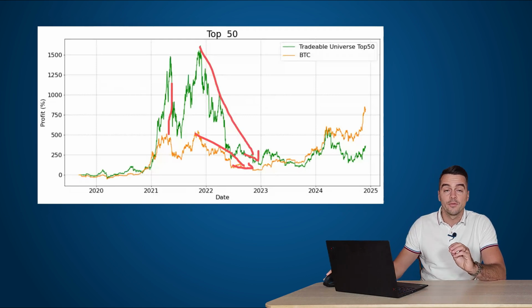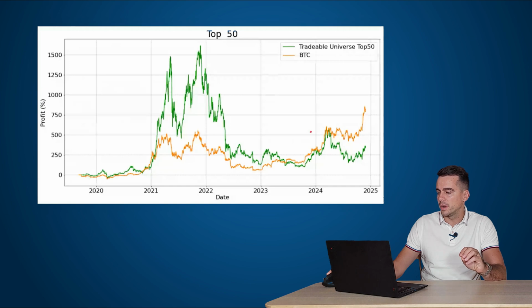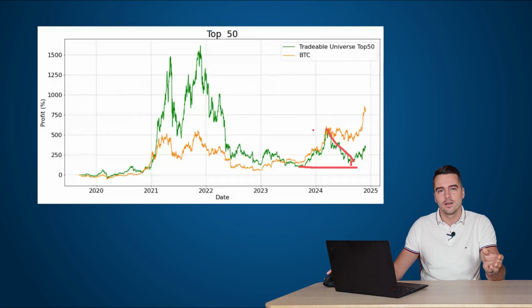And you can see it very nicely on Bitcoin. You can see here that Bitcoin made a drawdown of 20 to 30% maximum, while our top 50 tradable universe fell by close to 50%. Honestly, it was even more compared to the bottom of 2023. You can see that we got almost to the top of 2023 again. Why? Again, lower liquidity, higher volatility.